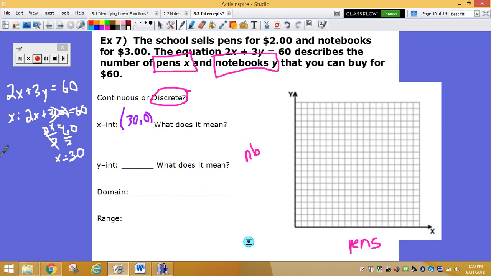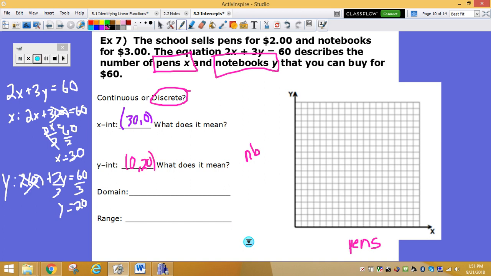Let's find the y-intercept. Y-intercept, you plug a 0 for x. Two times 0 is nothing. So I have 3y equals 60. I'm going to divide by 3. And your y-intercept is 20. So my y-intercept is at 0, 20.